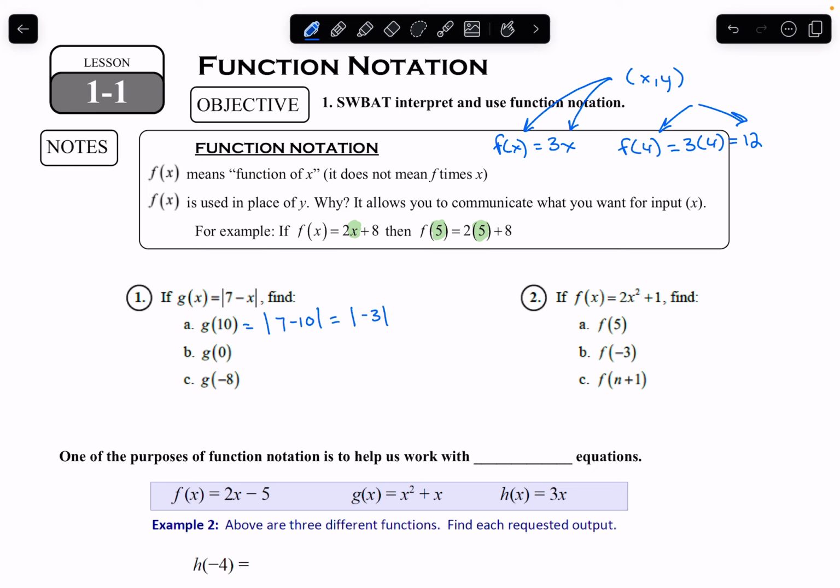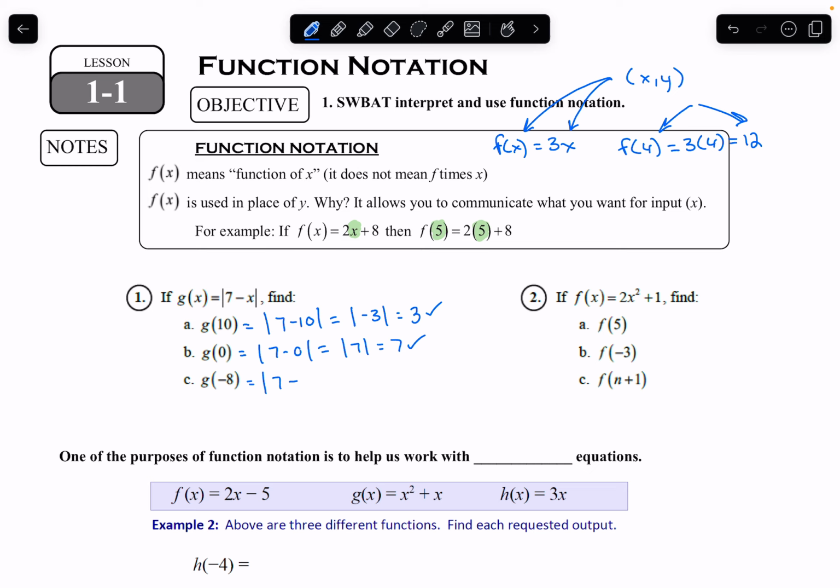And if you go back and remember, absolute value means how far is it from 0, and that becomes a positive 3. Okay, g of 0 means use the g function and plug in 0 instead of x. So I get absolute value of 7 minus 0, which equals the absolute value of 7, which is just 7. G of negative 8. In the g function, I'm going to replace x with negative 8. So I get absolute value 7 minus a negative 8.